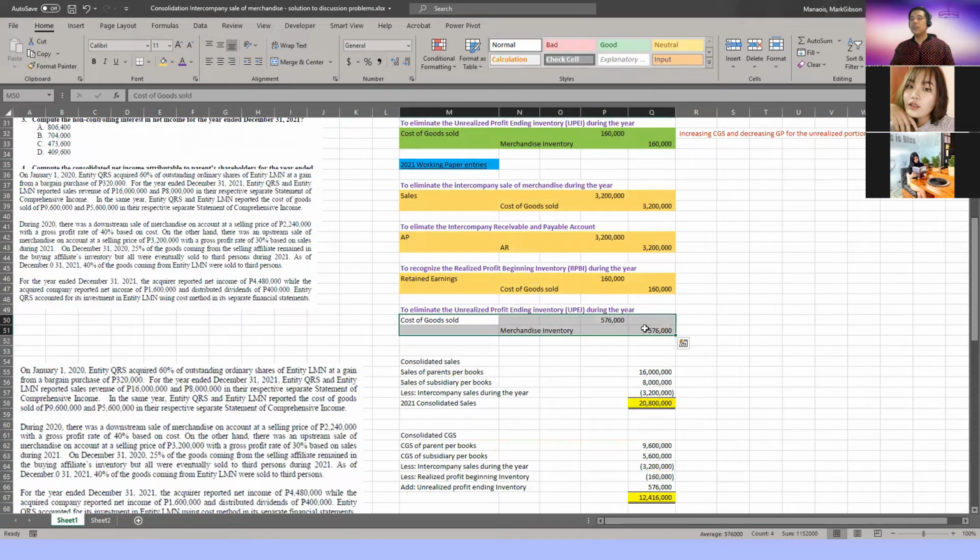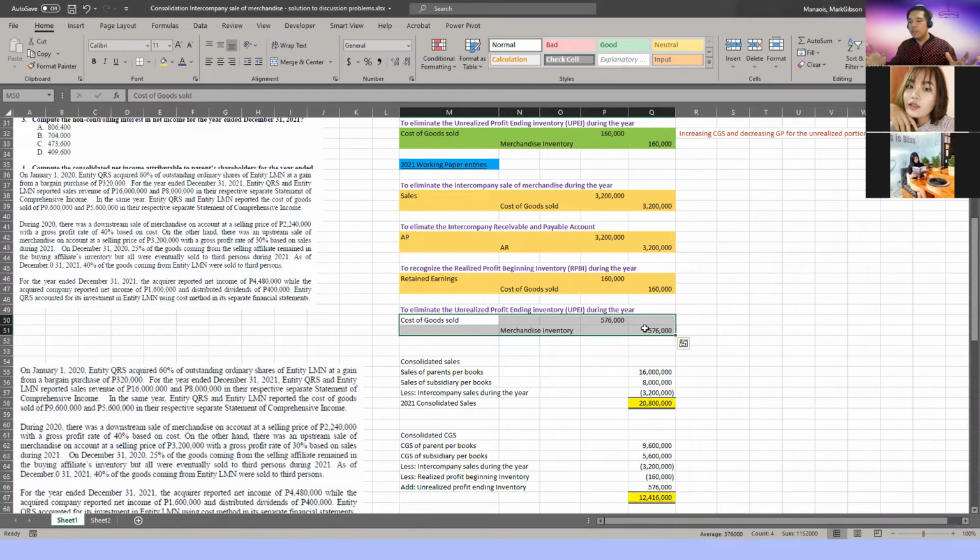So if you notice, class, our working paper entries follow the same procedure. Simply, we are eliminating transactions between the parent and the subsidiary. In this case, intercompany sales of merchandise. Parent recorded in its books, and the subsidiary recorded in its books.